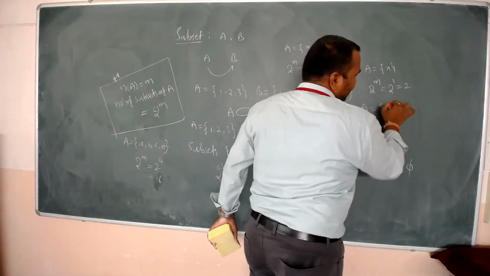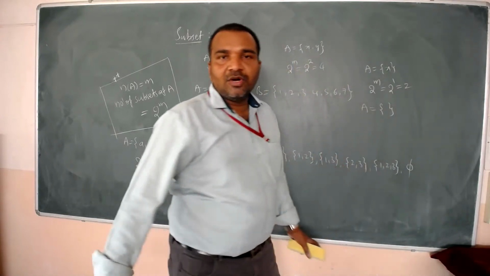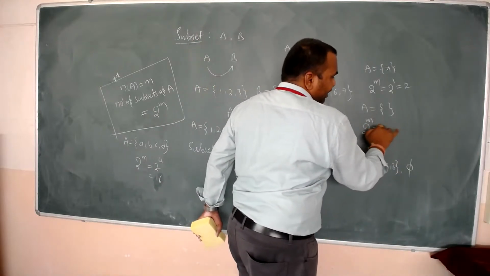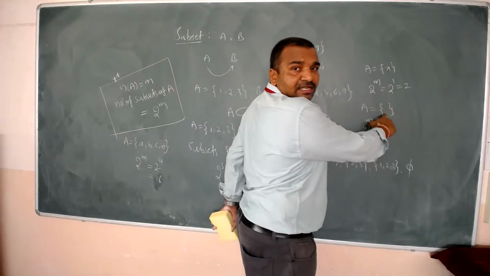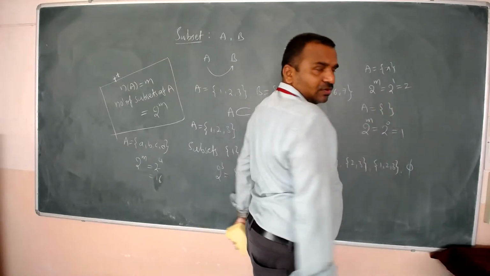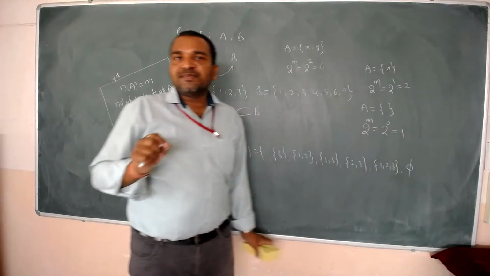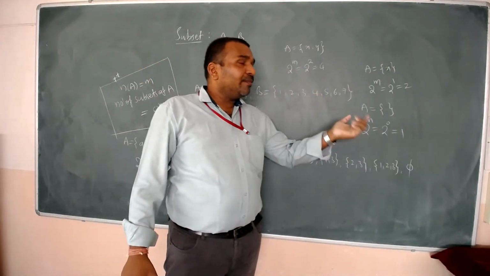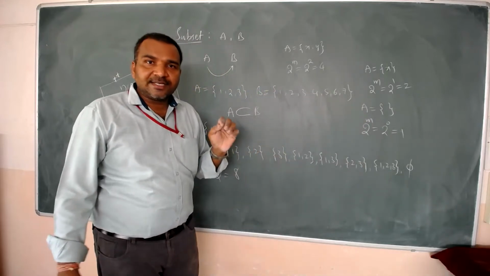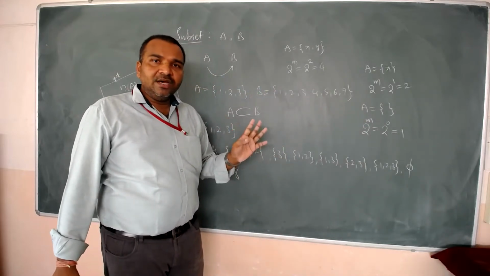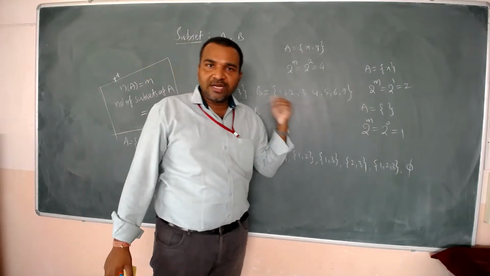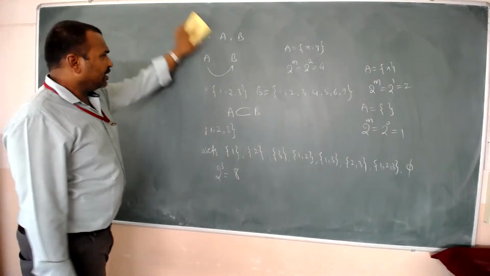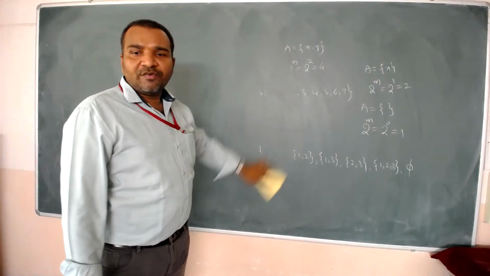Next, I'm taking one more example. A equal to the null set. Number of subsets? 2 power m. What does m mean? Number of elements in the null set, 0. 2 power 0 is 1. So the number of subsets for the null set is 1. Correct? So the number of subsets for any set is 2 power m. So simply remember, the number of subsets formula: 2 power m.